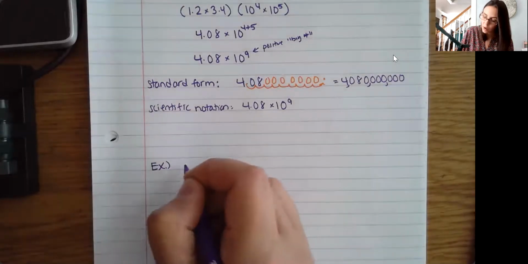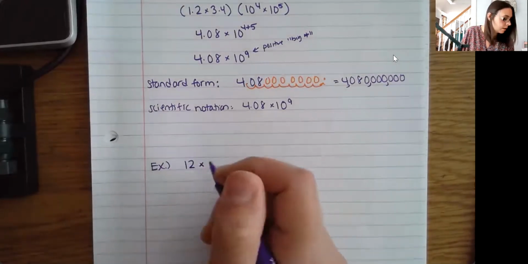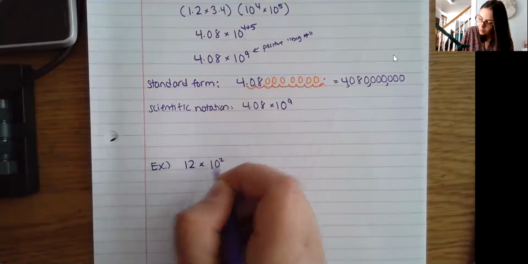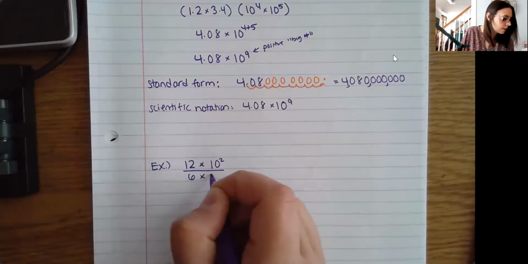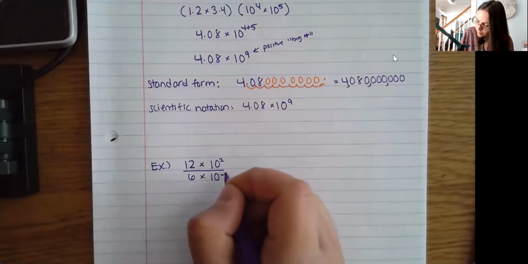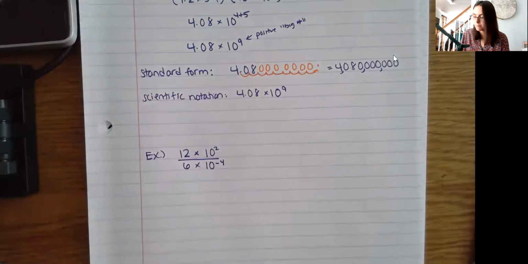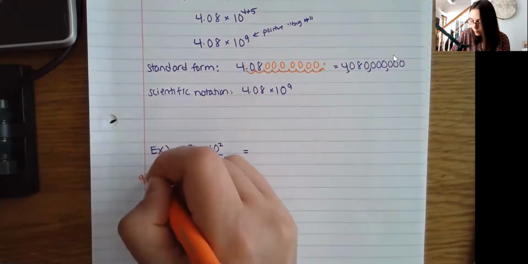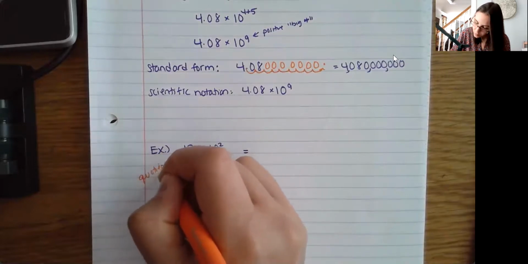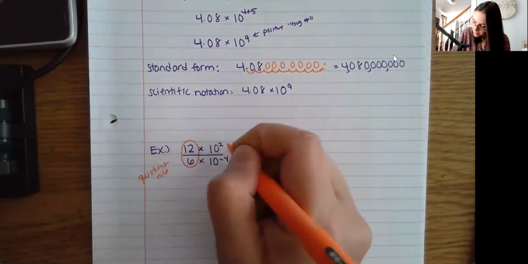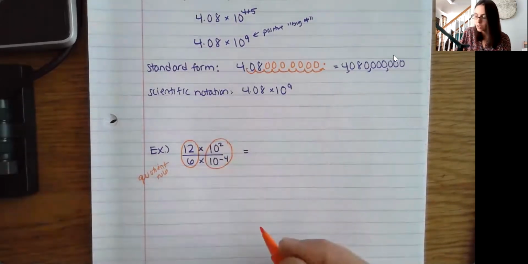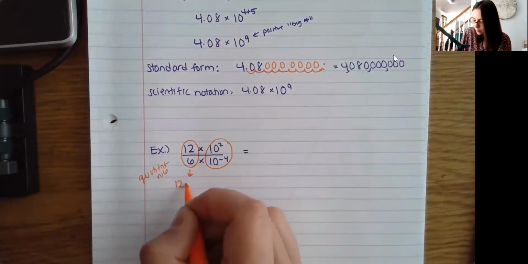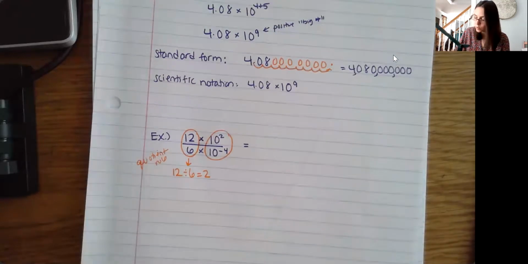Now we can also do it with division. So let's say I have something like 12 times 10 to the 2nd power, and then 6 times 10 to the -4. So here we're using the quotient rule. So the numbers we're just going to divide, and then here we're going to use our subtracting. So 12 divided by 6 is just 2, right? So this is just 12 divided by 6. So we get 2.